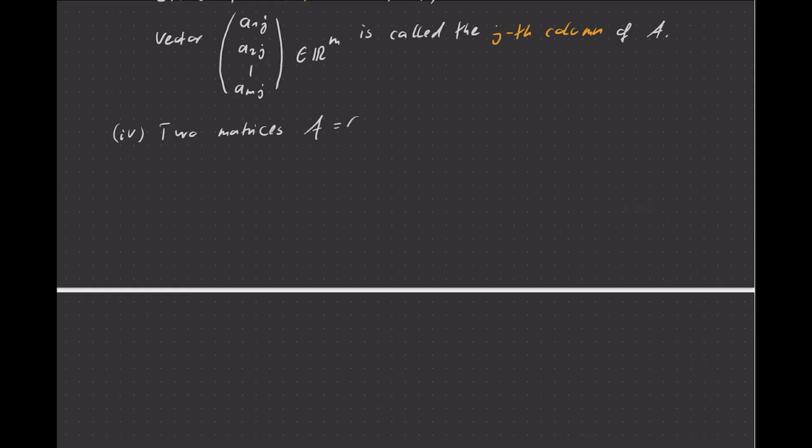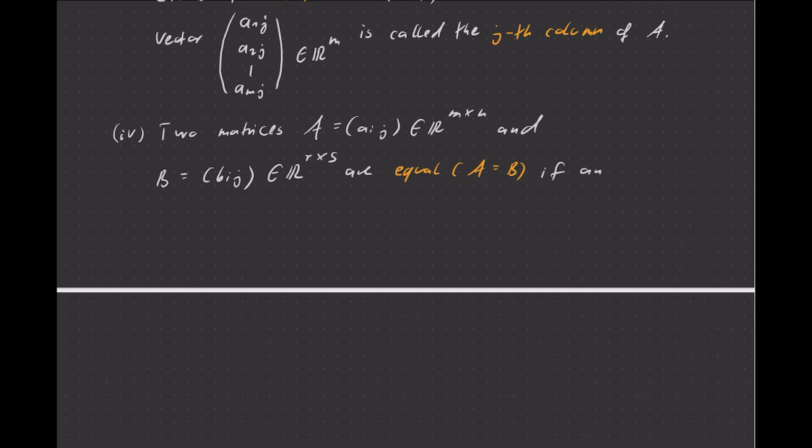Two matrices A with entries Aij in R^(m×n), and B with entries Bij in R^(r×s), are equal, and we'll denote this as A equals B, if and only if m equals r, n equals s, and Aij equals Bij for all i in 1 to m and all j in 1 to n.